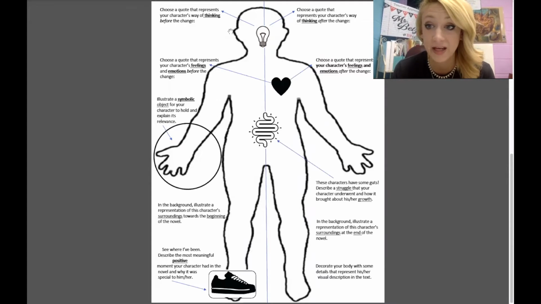So by the head of the character, you're going to choose on the left a quote that represents your character's way of thinking before he or she underwent the change. And then on the right, you're going to choose a quote that represents the character after he or she underwent the change and how they think later in the text. So again, this whole thing is about juxtaposition, showing a change in the character.